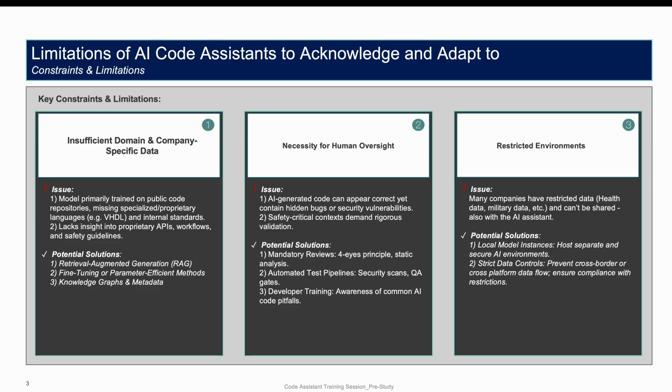Last but not least, we have restricted environments, which also pose quite a challenge due to data restrictions mainly. A lot of companies have restricted data, such as health data or sensitive government information, which cannot be shared directly with AI assistants. So solutions involve hosting separate and secure AI environments through local model instances, for example, or you can also implement strict data controls to prevent cross-border, cross-platform data flow by having your own setups for your company. This should then ensure compliance with restrictions.